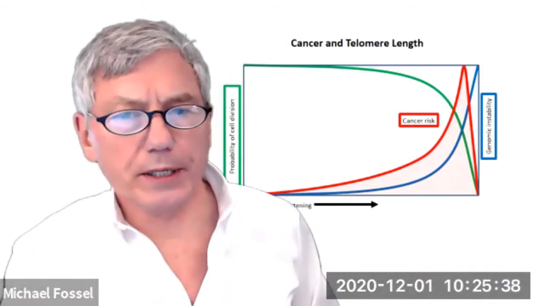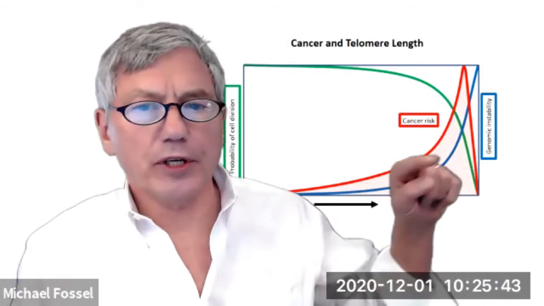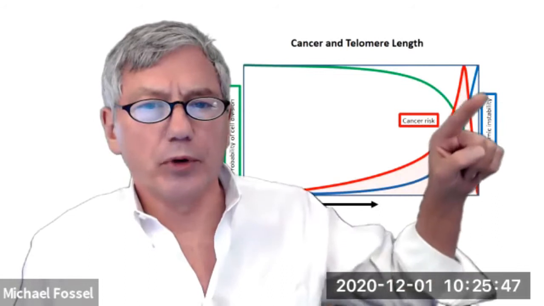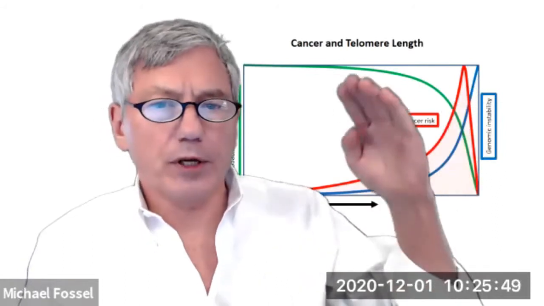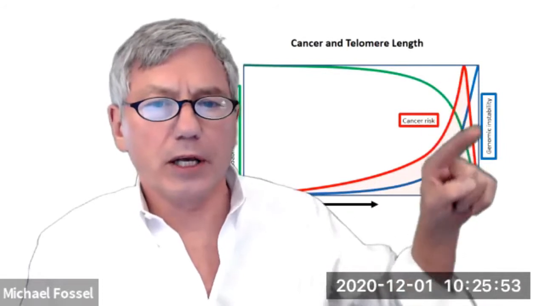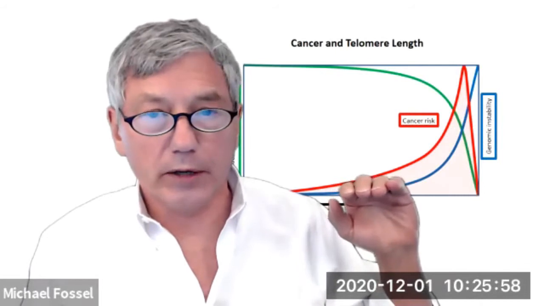What you're seeing is telomeres as they shorten. This is your risk of cancer that goes up and down, and this is your risk of mutation. What you find is as telomeres shorten, your risk of mutation goes up, but your risk of cancer peaks and then falls, because here your cells have very little damage, so you're not likely to have cancer.